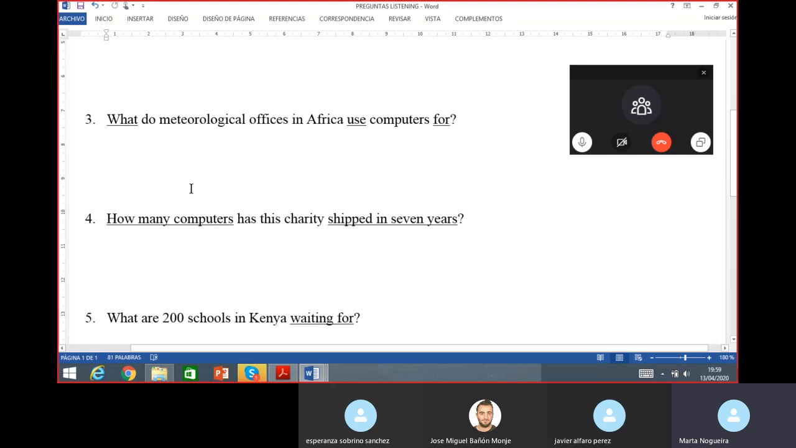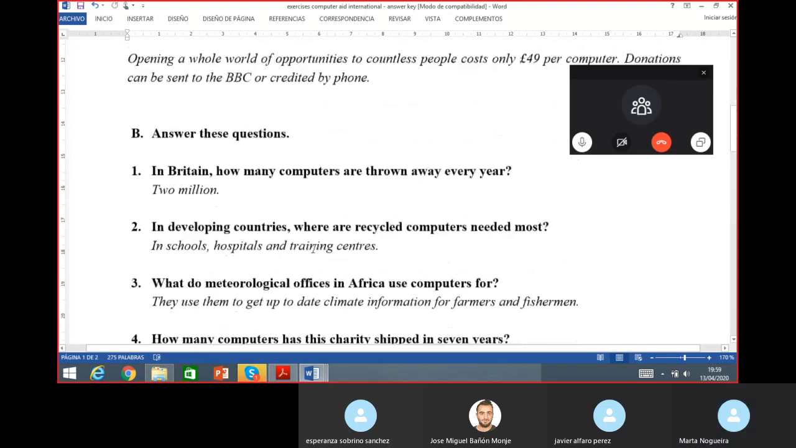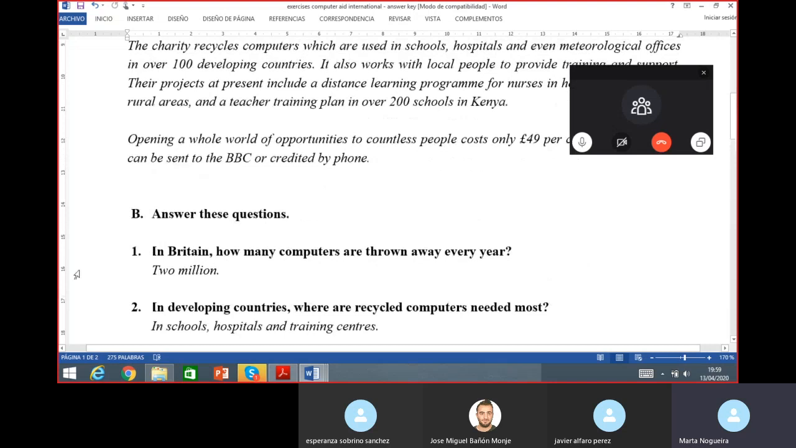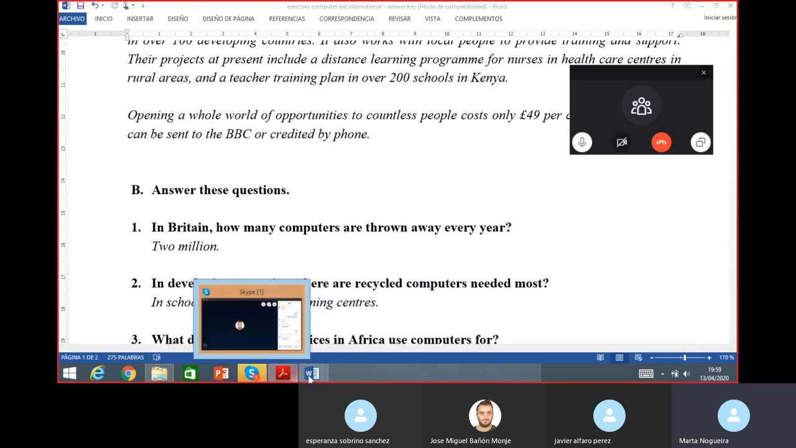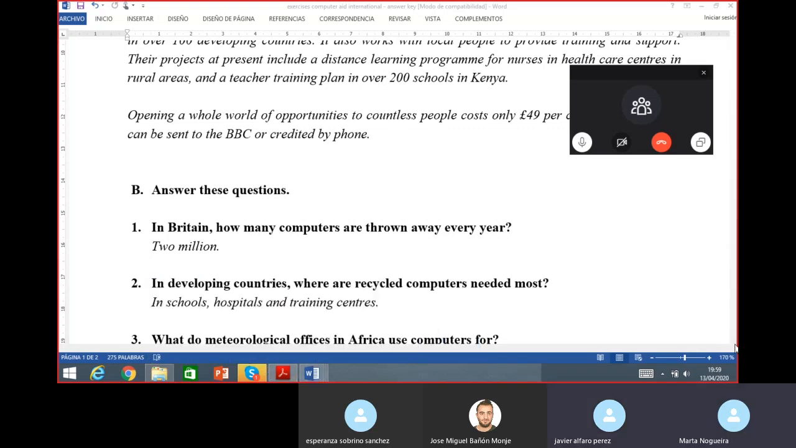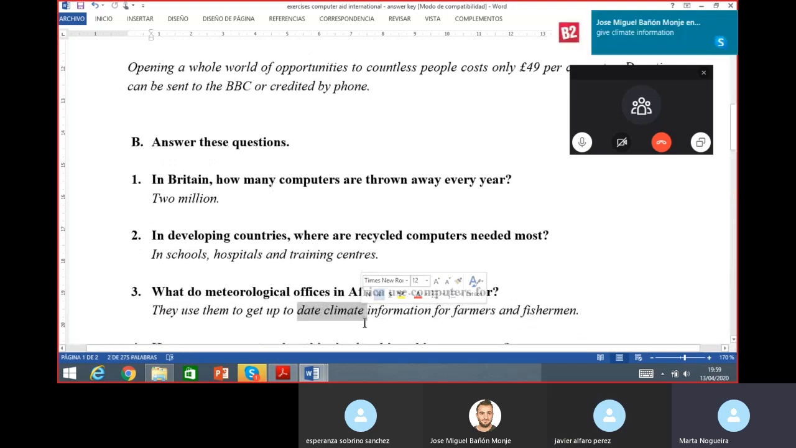Perfect. What do you have for 3? Let's do it like that, I have here the answer. No, I was making you a spoiler. So 2 million in schools, hospital, and training centers. And what do you have for 3? What do meteorological offices in Africa use computers for? To give information for farmers and fishermen. Very good, because they can see the climate. This was the key. Give climate information. Very good. This is the most important because of the climate and so on.